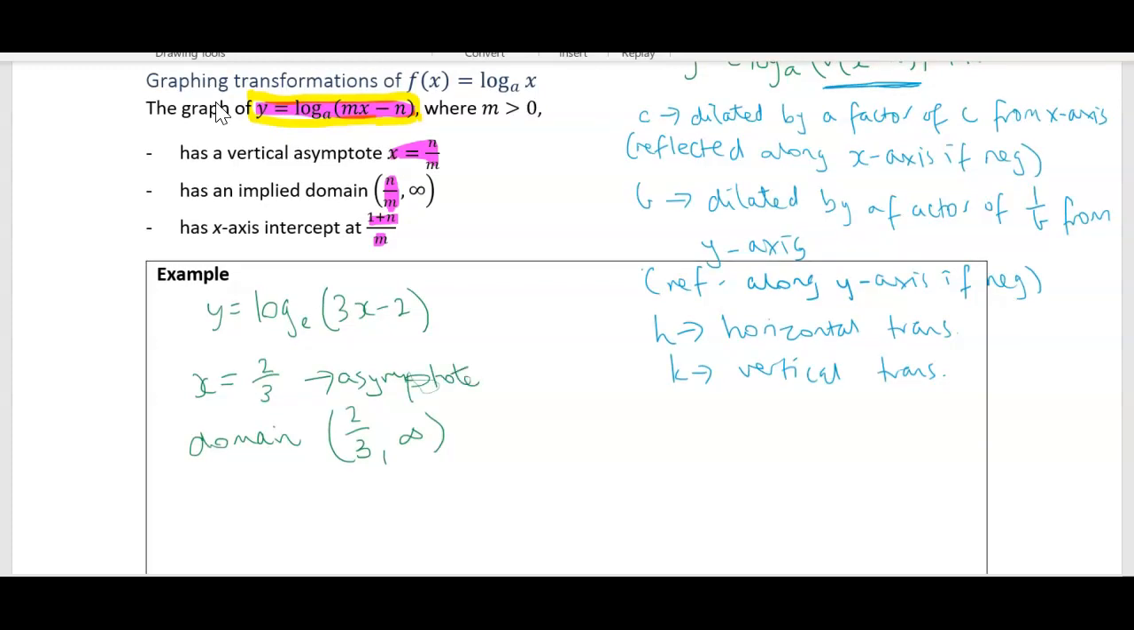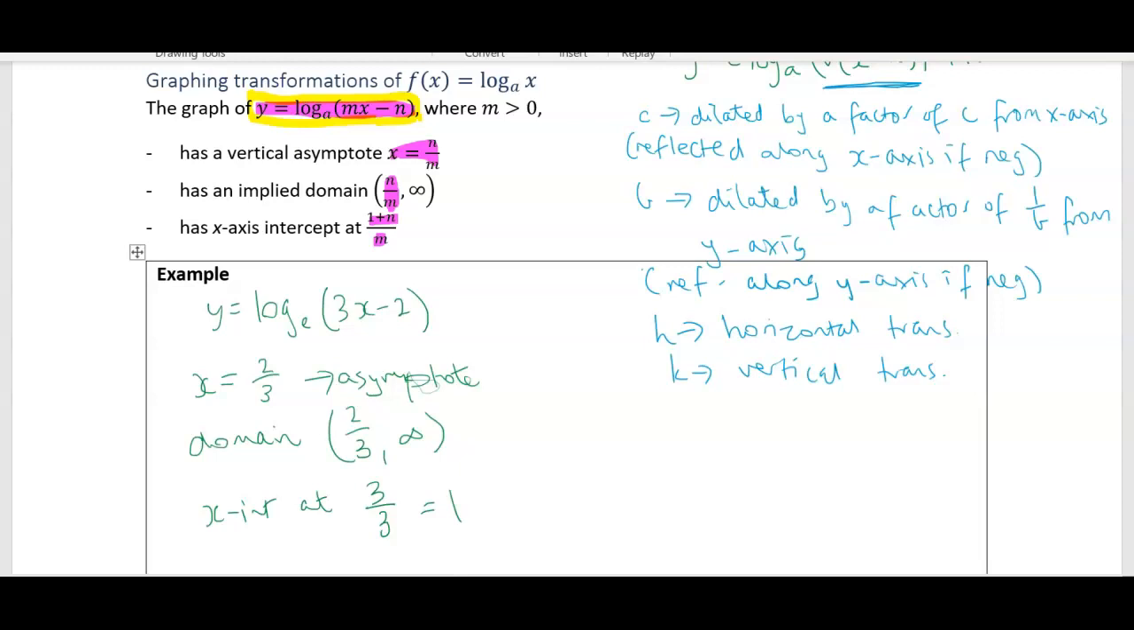Actually, I probably should write that here, asymptote. My handwriting's terrible today. And an x-intercept at 1 plus n over m. So n is, what was that, 2? So 1 plus 2 is 3 over 3. Let me just make sure that's right: 1 plus n, so 1 plus 2 over 3. Okay, so an x-intercept at 1. So 1 plus 2 is 3 over 3.